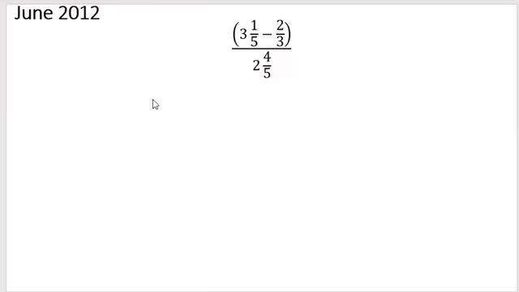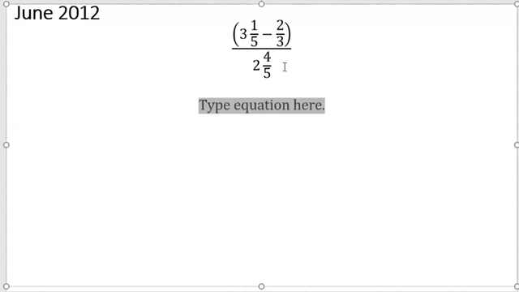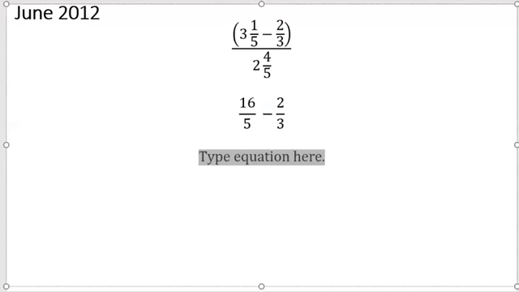So now we're on to June 2012. So once again, I will work the numerator fractions first, which is 3 and 1 over 5 minus 2 over 3. So I'll change that to an improper fraction. So I have 3 5s 15 plus 1, 16 over 5 minus 2 over 3. So once again, I will need to find the LCM, which again is 15.